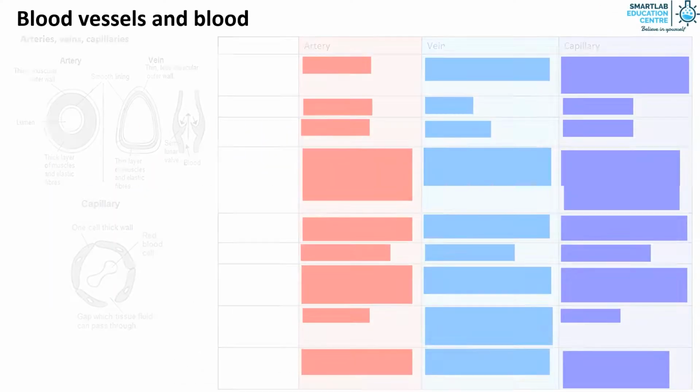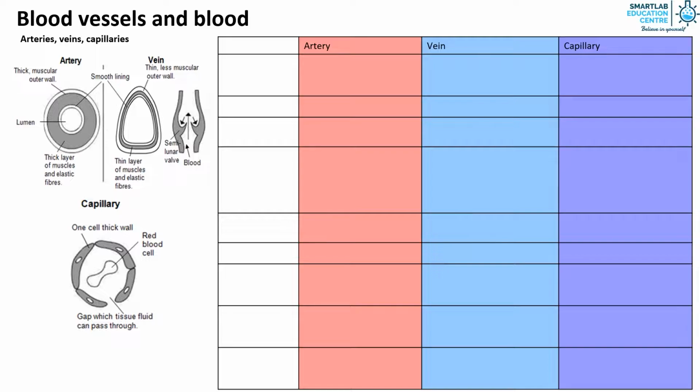We will look at the artery, vein, and capillary. First, the width of the lumen. For the artery it varies, for the vein it is wide to encourage blood flow, and for the capillary it is narrow to permit passage of red blood cells in single file.